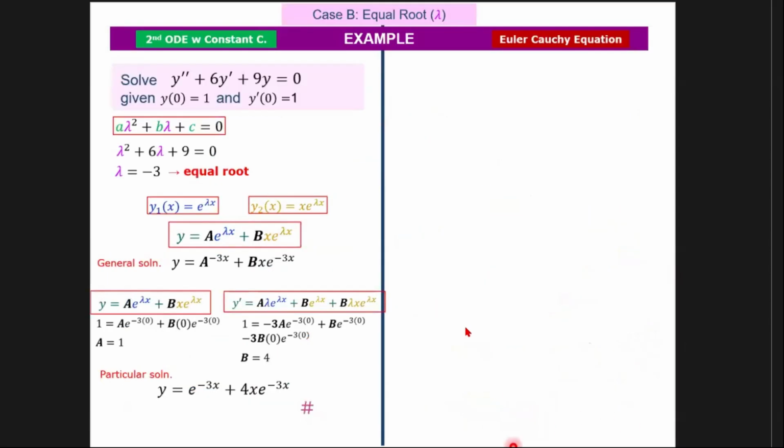Now, let's see an example. y double prime plus 6y prime plus 9y equal to 0, given the initial condition. So the characteristic equation is still the same, but the difference here is the y2 term. So you will have a different general solution with the additional term of x here after b. So after you get the lambda, just substitute into the general solution. Given the initial condition here, substitute the value of x and y, you will get a and b. Substitute back to the general solution, you will get the final answer of the particular solution.